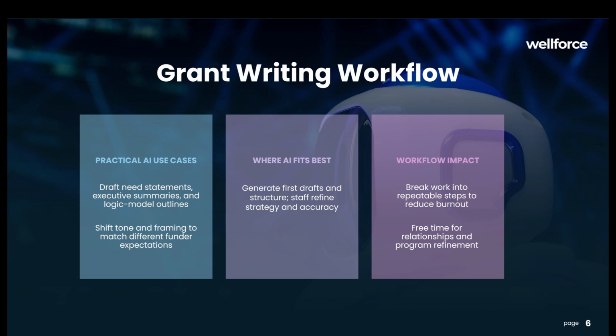First, drafting a statement of need. You paste in your numbers, your population, your geography. AI produces a compelling, funder-ready paragraph. Second, summarizing a full narrative into an executive summary, or adjusting tone to match a specific funder. Foundation language is a lot different from government language. And 4, generating a logic model outline from a program description. These aren't tricks. These are legitimate time savers that free you up to do the relationship work and the strategy work that AI can't do.